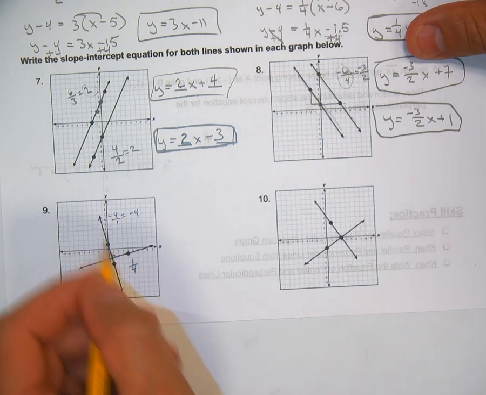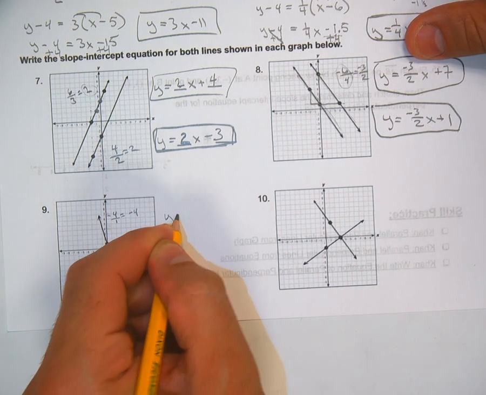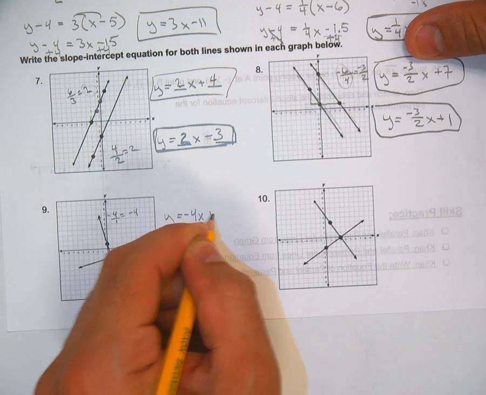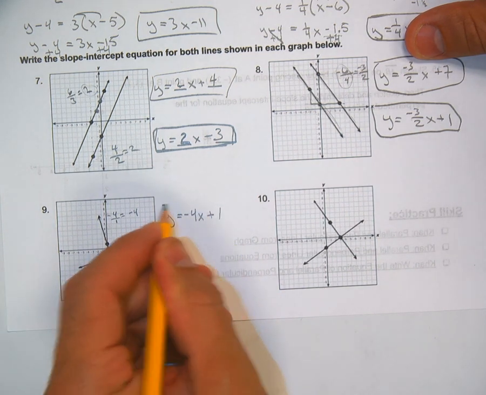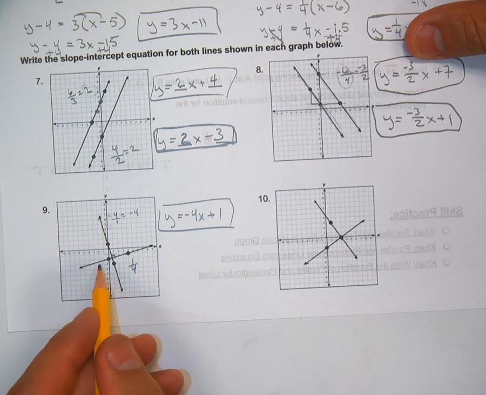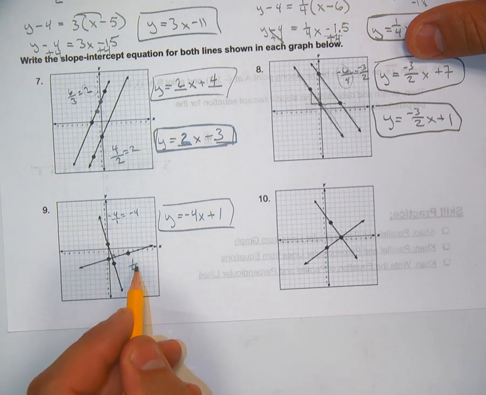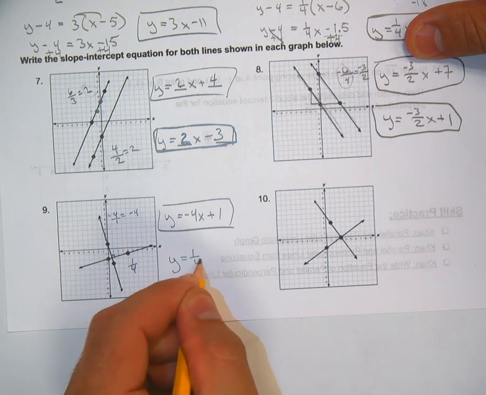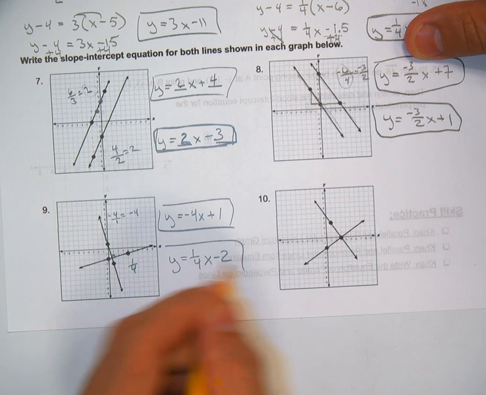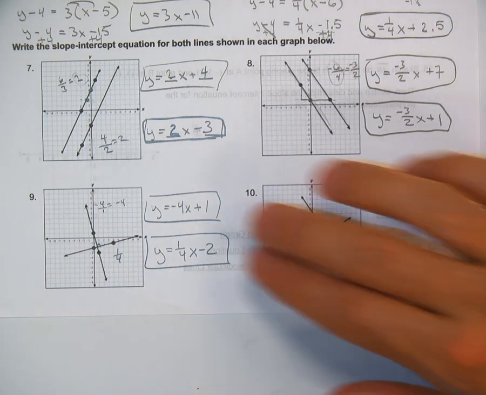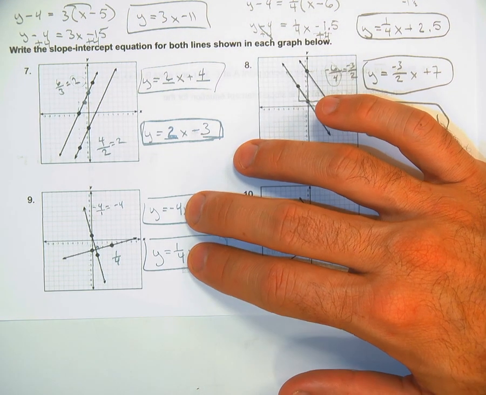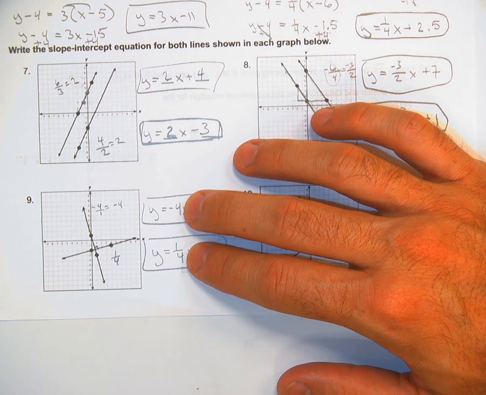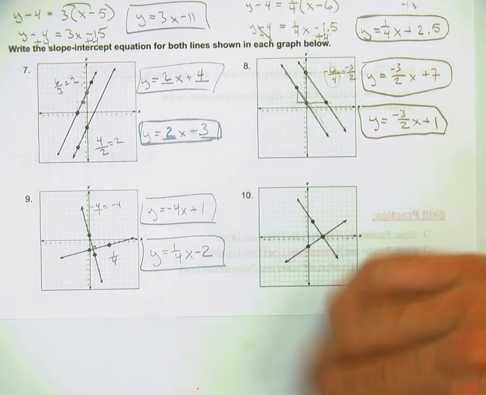So the top, the downhill line has y equals negative 4x plus 1, because that's where its y-intercept is at. And the other line, the flatter line, has a slope of 1/4 and a y-intercept of negative 2. So y equals 1/4 x minus 2. So you can see there's some similarity between our slopes, but they're definitely not the same here. They're not even just like opposites, or I don't know yet.